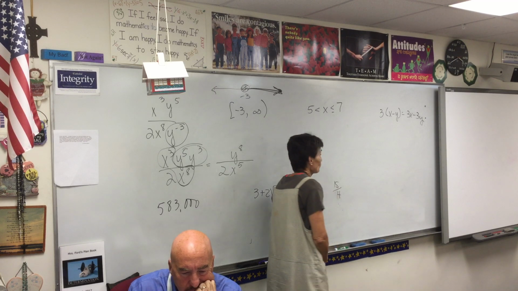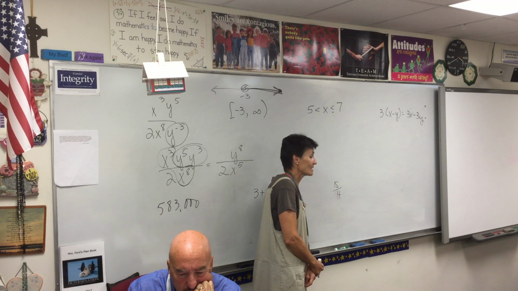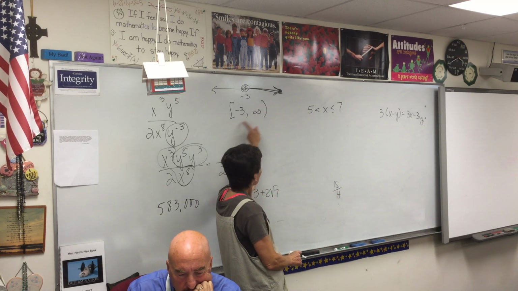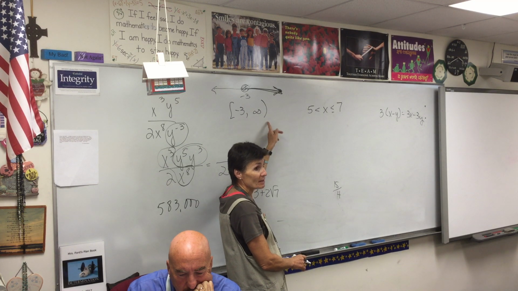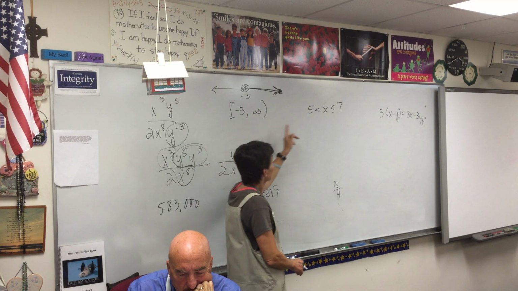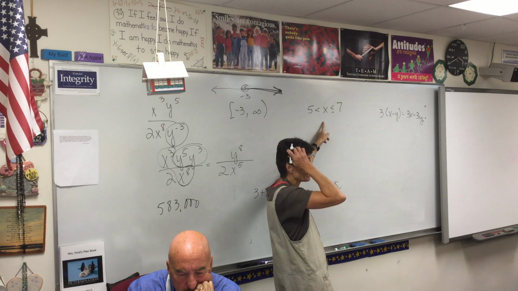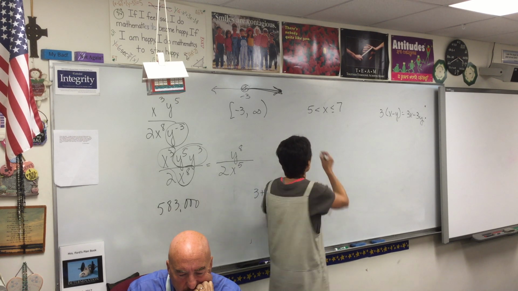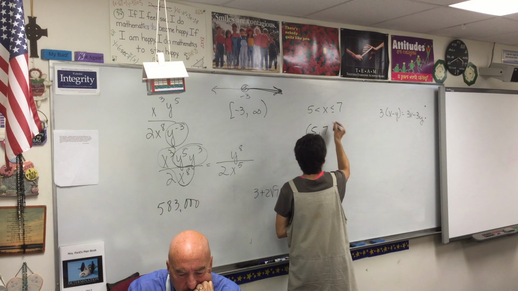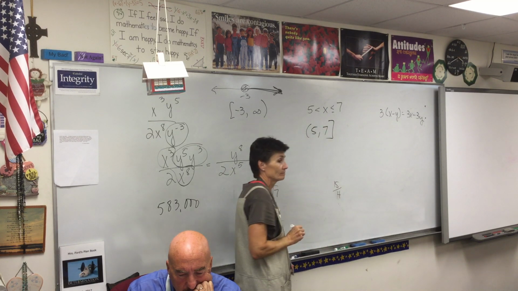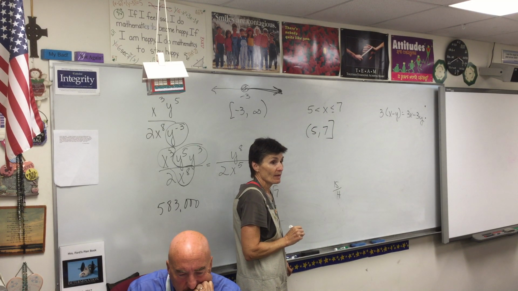Write this one in interval notation. We're going to write this as an interval. Remember, the parentheses and the brackets, that's what we mean by interval notation. So what would this look like in interval notation? David? Parenthesis 5, 7 bracket. Perfect. Everybody okay with that? Yes.